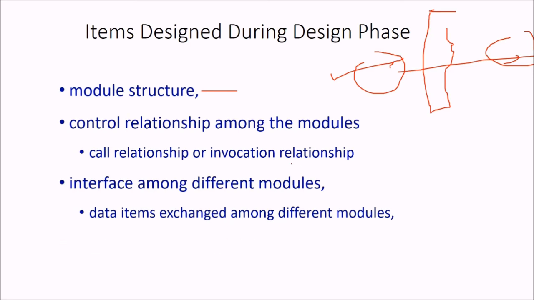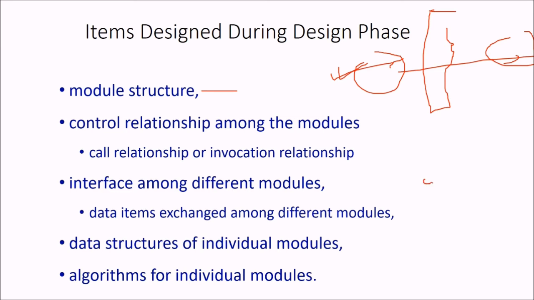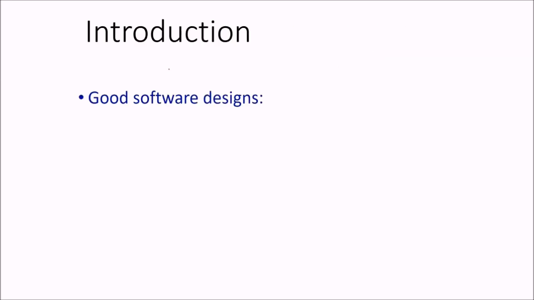All this needs to be taken care of along with the data structure of individual modules. Each module will have certain data structures. And finally, the algorithms for individual modules. So right from the initial point, data and data structure, till the point we are talking about the algorithms of these individual modules, all these things are created.